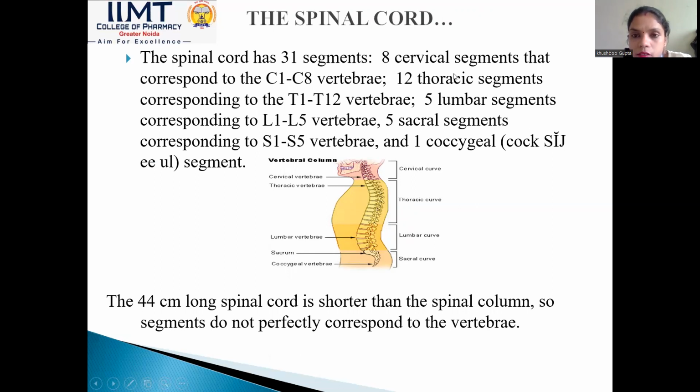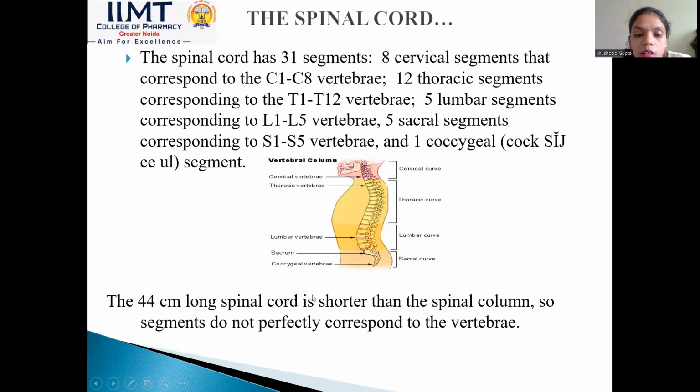The spinal cord has 31 segments. It has 8 cervical segments, C1 to C8, 12 thoracic, T1 to T12, as you can also see in the image below, 5 lumbar segments, L1 to L5, 5 sacral segments, S1 to S5, and 1 coccygeal segment. See this image: cervical, thoracic, lumbar, sacrum, and coccyx. The spinal cord is divided into these segments.